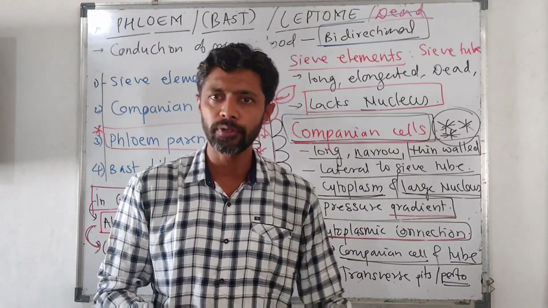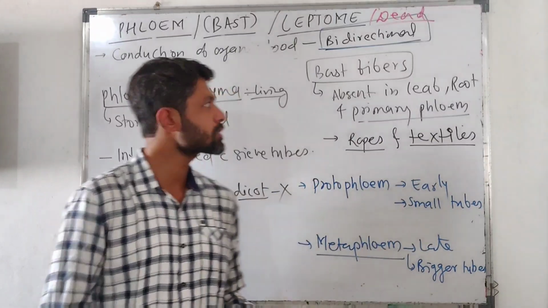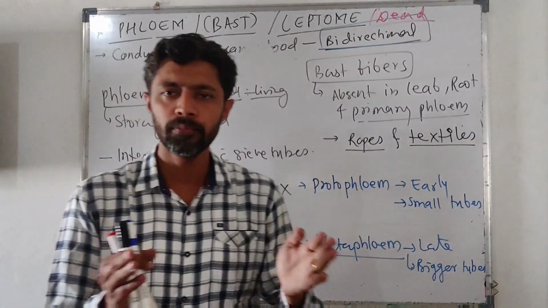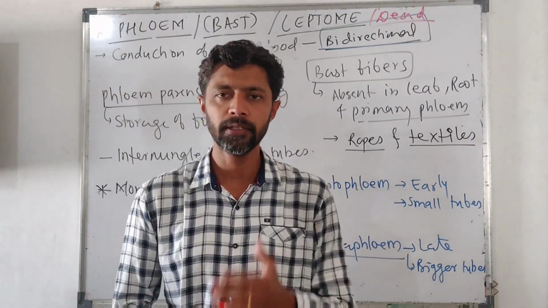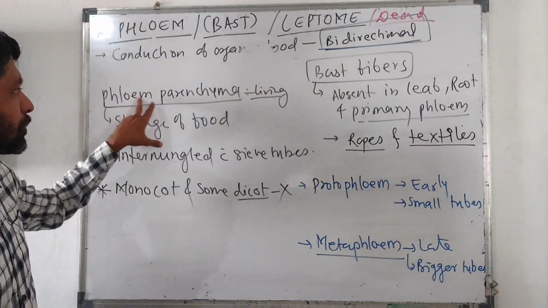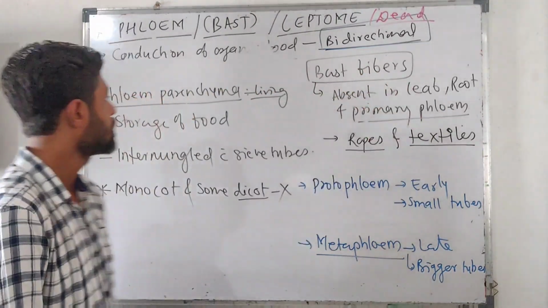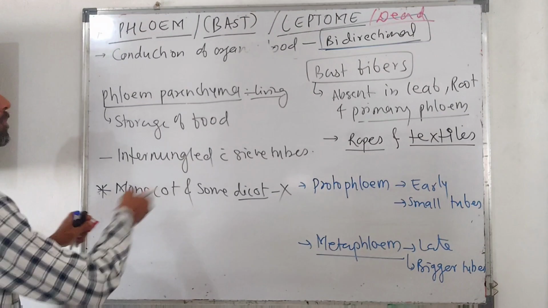Now we have to consider another two elements, that is phloem parenchyma. As we have considered two components of your phloem, that is sieve tubes or other sieve elements and companion cell, there are two other components, that is phloem parenchyma and bast fiber or phloem sclerenchyma. So first of all we will consider phloem parenchyma.